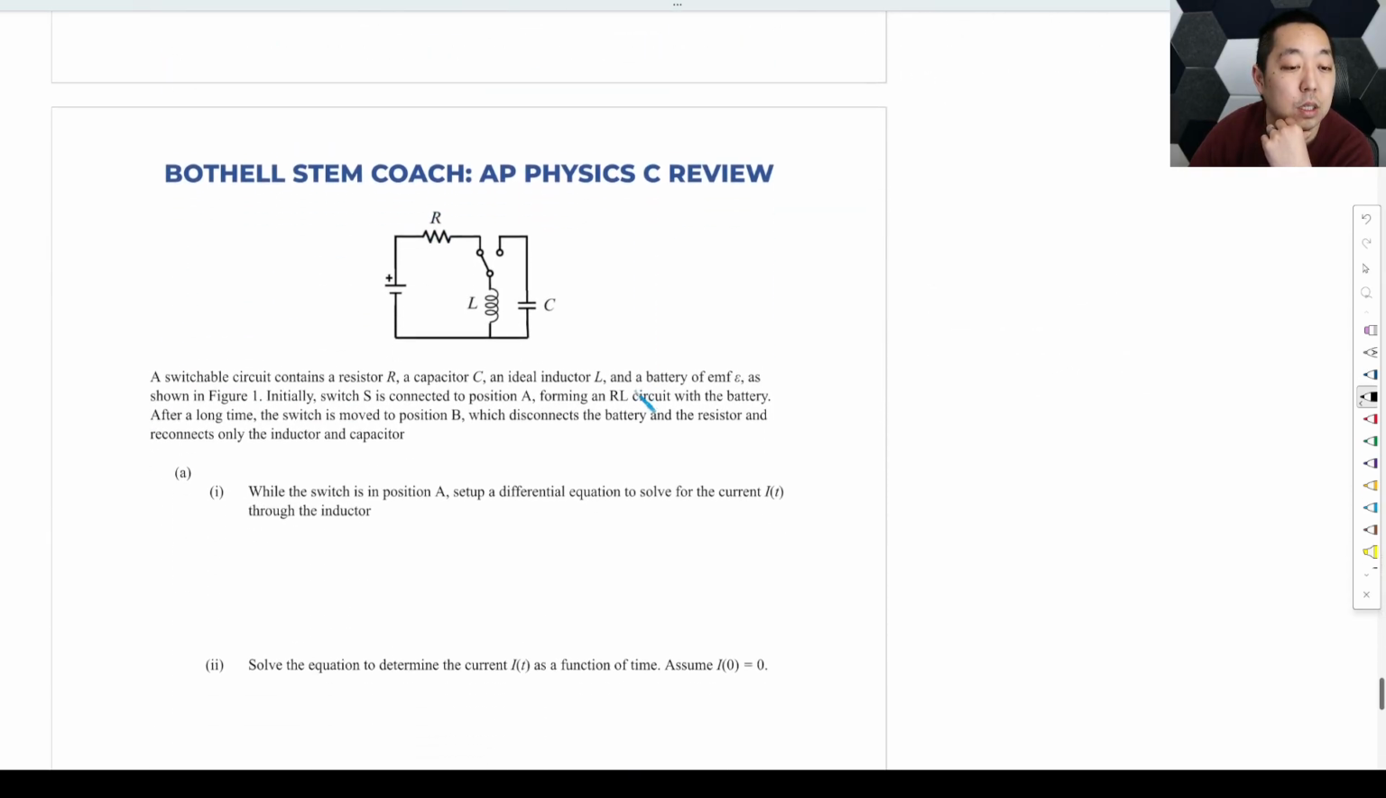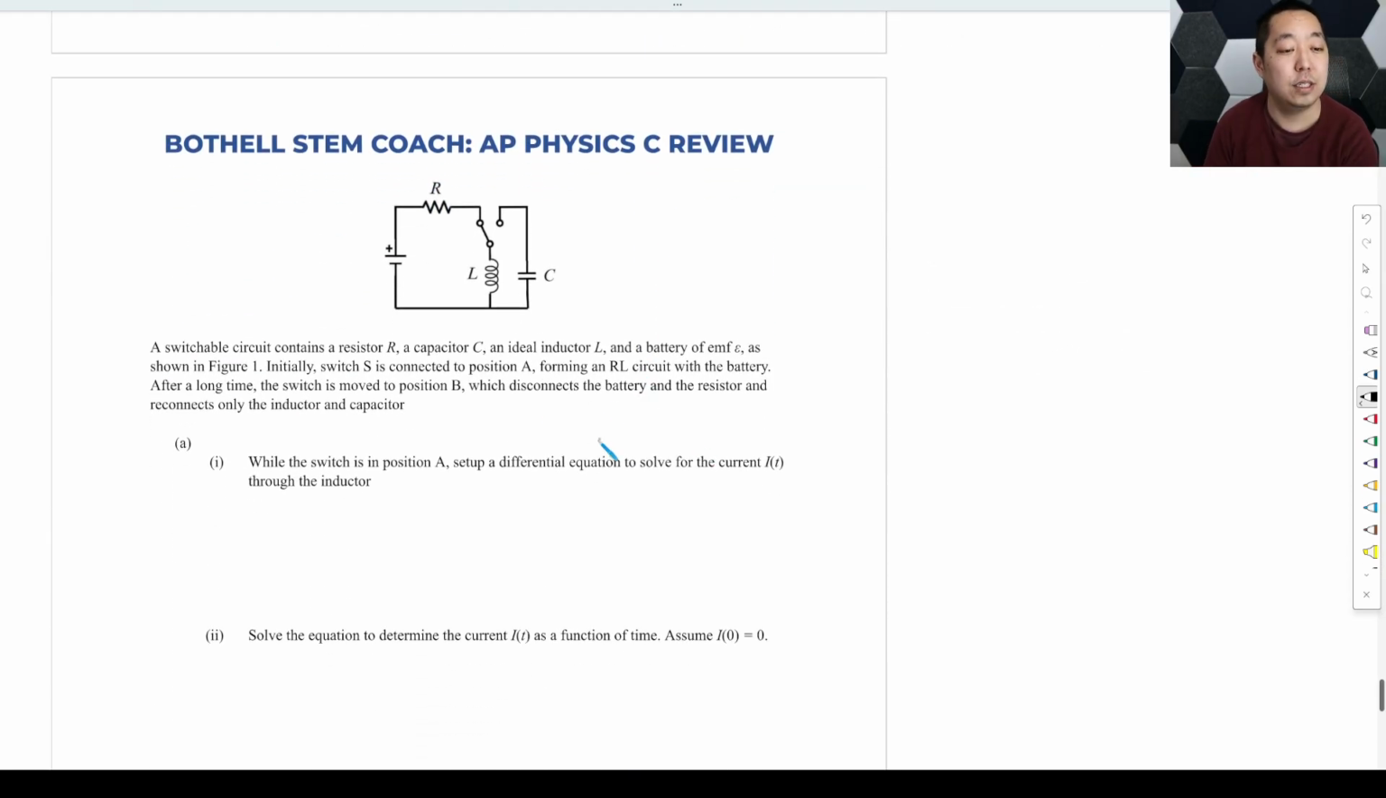Okay. All right, switchable circuit. Let's talk about an LC circuit. Let's look at the last thing we should look at here. The switchable circuit contains resistor R, capacitor C, an ideal inductor L, and a battery of EMF epsilon, as shown in this figure. Initially, switch S is connected.